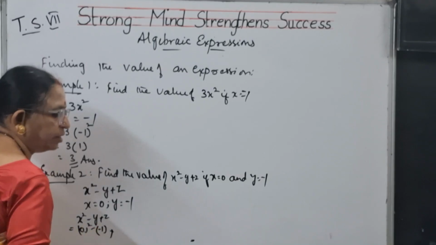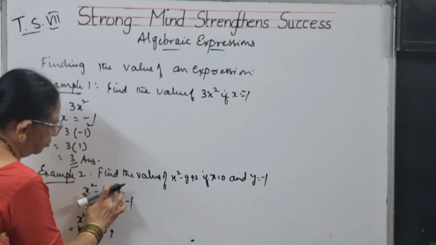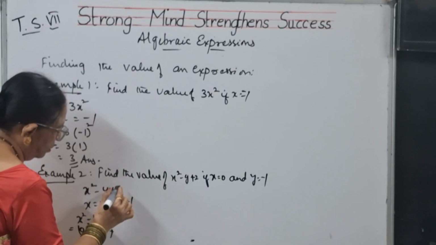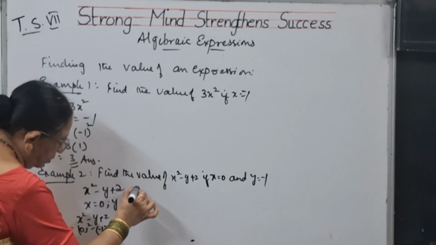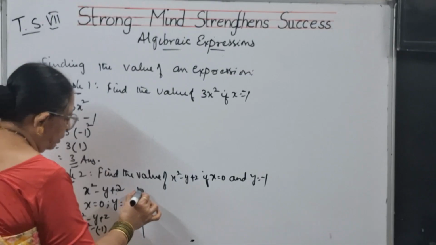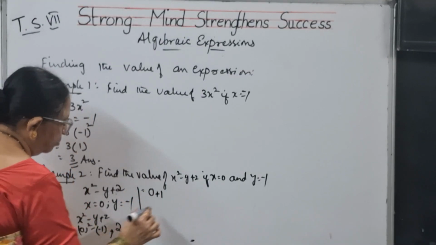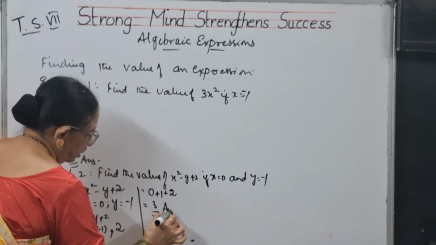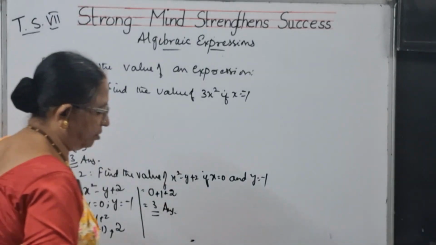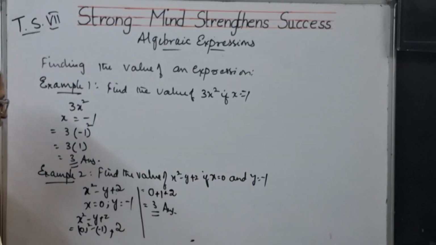Plus, it is 2, children, not z. Let me write 2 properly so that it will be easy for you to understand. This is 2. So, plus 2. So, 0 square is 0, minus into minus is plus 1, plus 2. So, 2 plus 1, 3 is the answer for this problem, children. So, very simple ones, if you do very carefully, you will be getting them very easily. Please note it down.